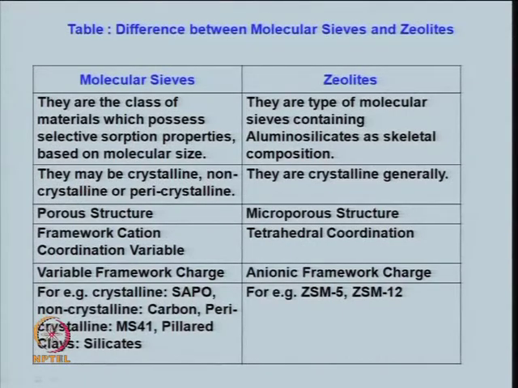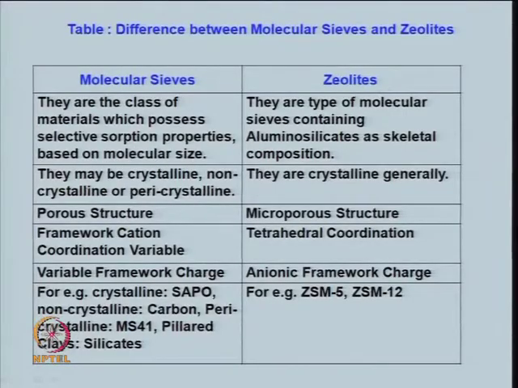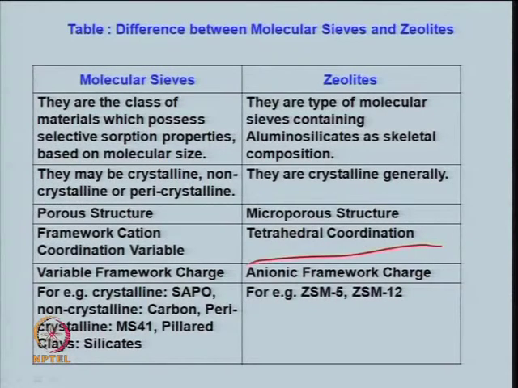Then the framework cations and coordination are variable. In the case of zeolite, you know that the tetrahedron is the primary building unit, but in molecular sieves it is not well defined. It is just like a 1D channel with some cations in the framework. The framework charge is variable in molecular sieves, because the cations may change, and you can change the cation concentration and type of cations. But in the case of zeolite, it is anionic, because silicon and aluminum are connected in a definite array. So, it is a kind of electronegativity that you get in the framework of the zeolite. So, they have an anionic framework charge.